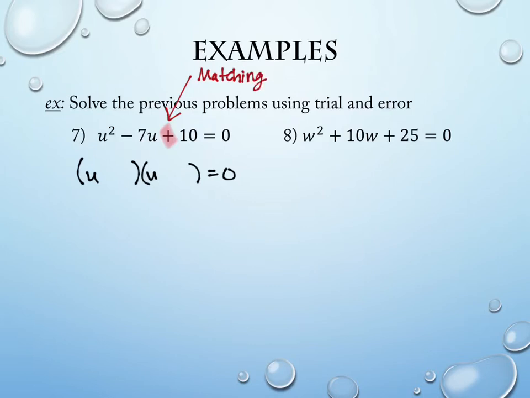Once I know that they're matching, I look at the term that's by b, and this one tells me what they are. If they're matching terms and the middle term is negative, then they're both negative. If they're matching terms and the middle term is positive, they're both positive. So ours are both what? Negative.